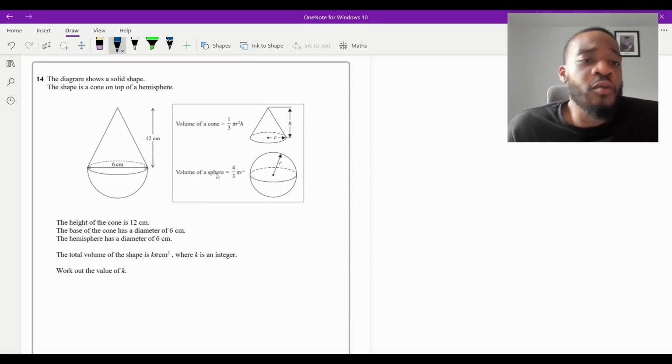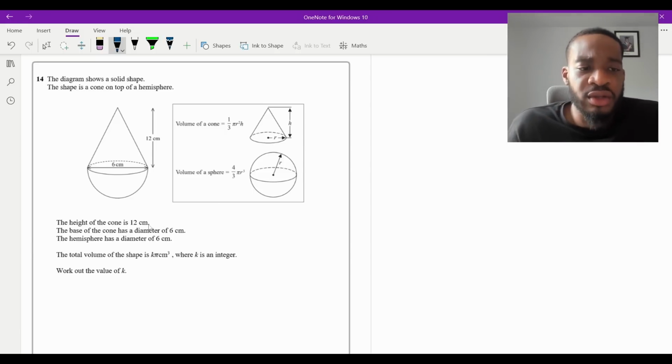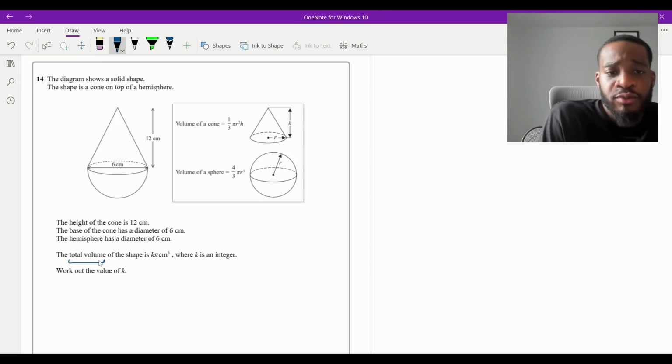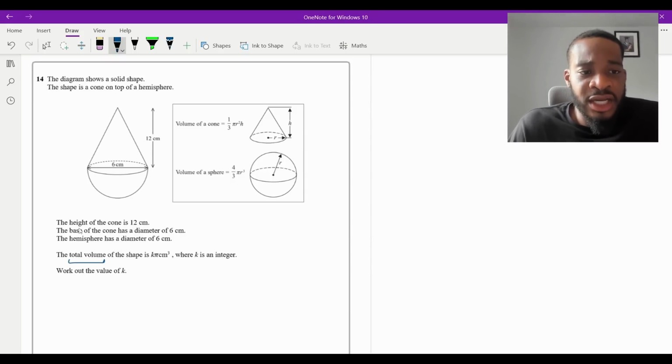And they've given us the formulas for both the volume of a cone and the volume of a sphere. So what do we need to do? They've given us the total volume, k pi. We just need to work out the volume of the cone and the volume of the hemisphere, add them together, and then we should get an expression of the form k pi, which we can use to figure out what k must be. So firstly, let's do it bit by bit.